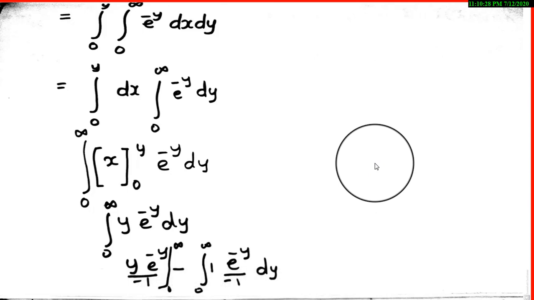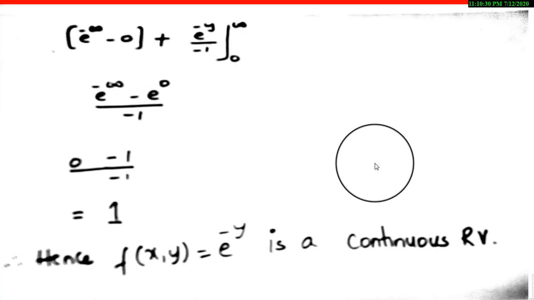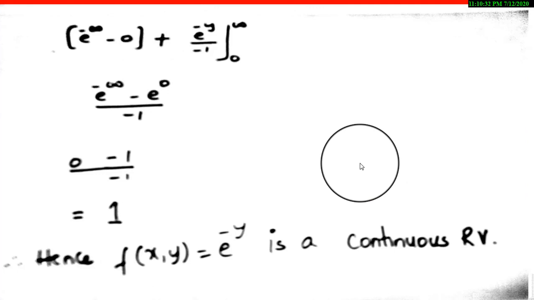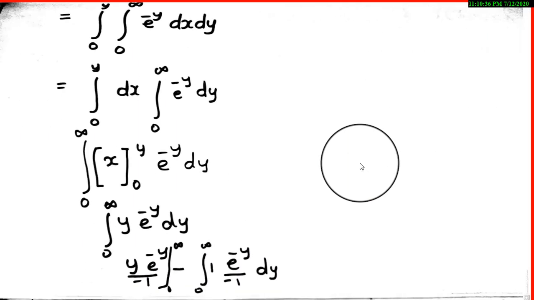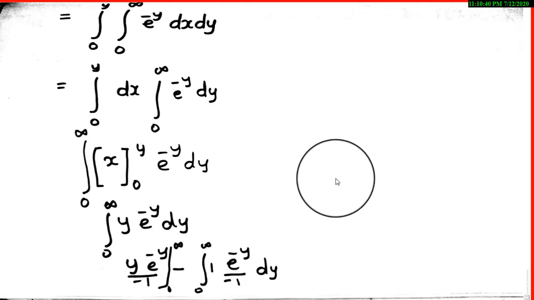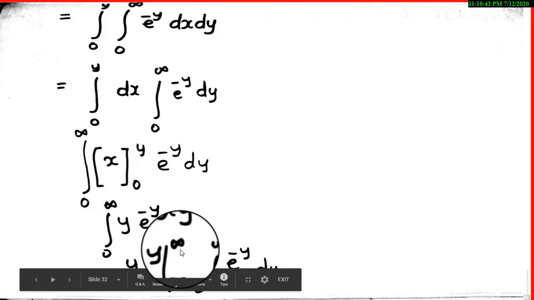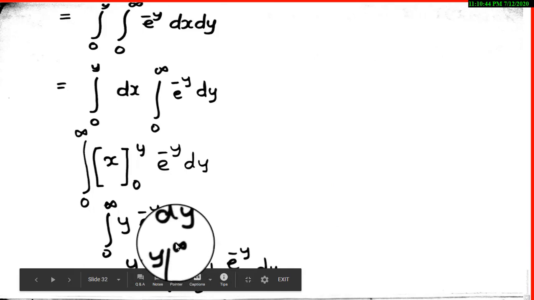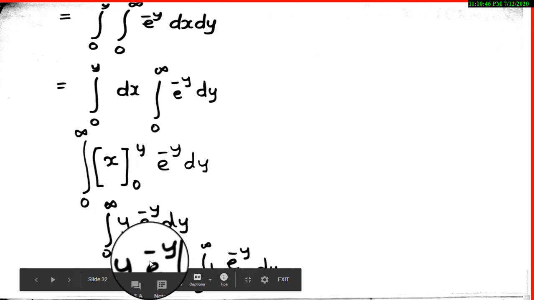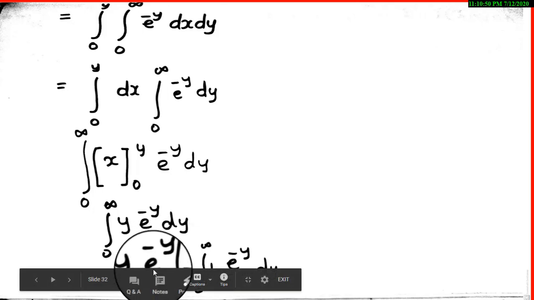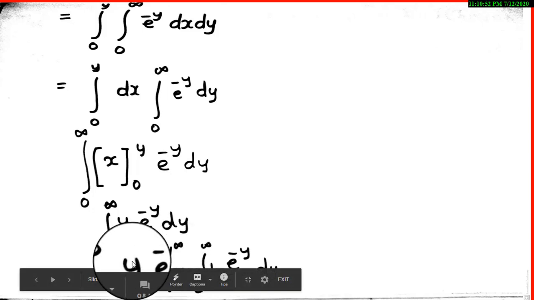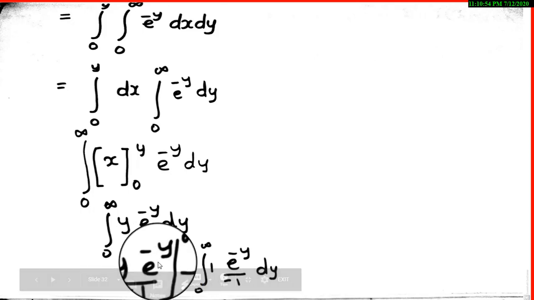Next I'll substitute the limits. If I put the limit of infinity over here, automatically the function will go off, so nothing will come. Even if I put 0, since y is there, 0 into anything is 0. Minus over here, the limits.